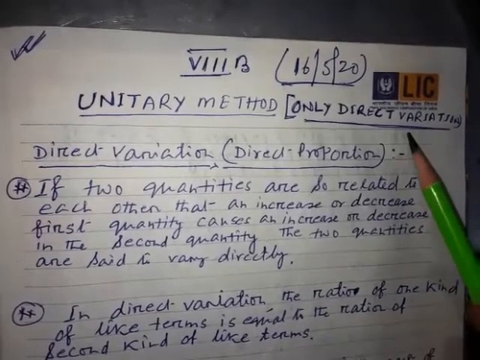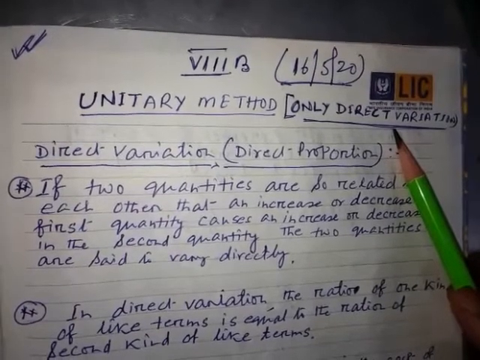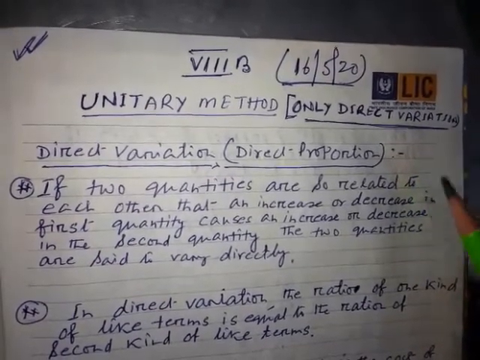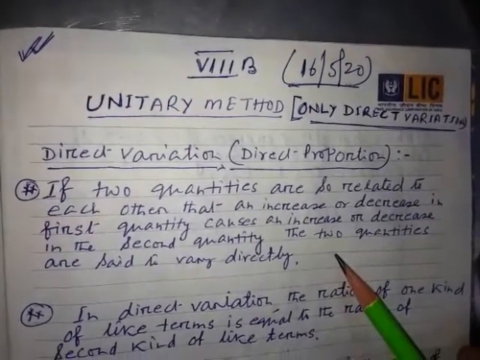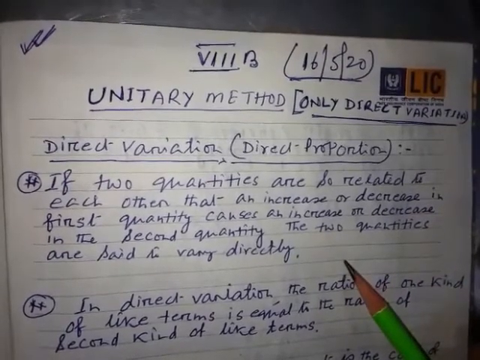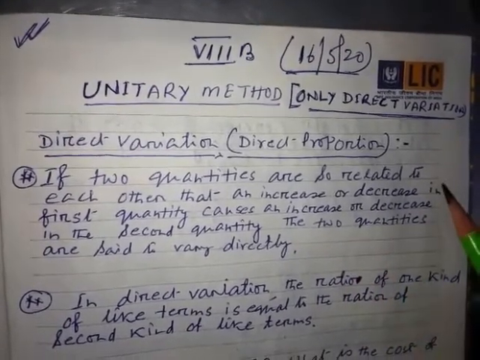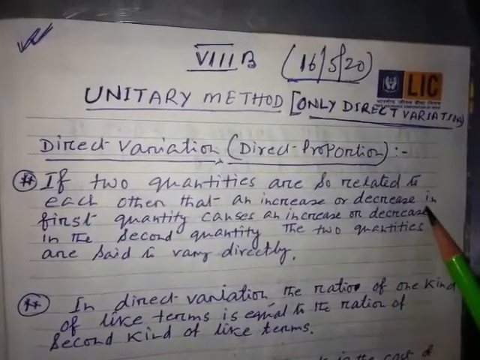Now you must know what is direct variation. Direct variation means when there are two quantities, if one quantity increases, the other quantity also increases. If one quantity decreases, the other quantity also decreases. They are basically called direct variations.